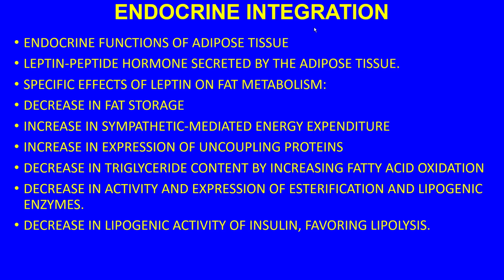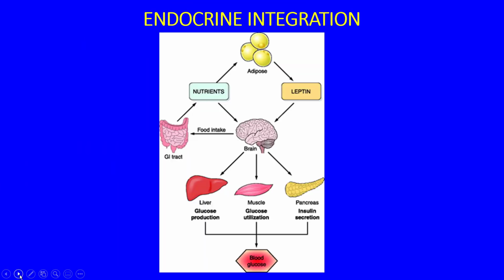It will decrease triglyceride content by increasing fatty acid oxidation. It will also decrease activity and expression of esterification and lipogenic enzymes. And finally, leptin will decrease the lipogenic activity of insulin, favoring lipolysis. And you can see all this in this diagram here. Here's leptin, produced from the adipose tissue, acting on both the brain and a variety of other areas of the body, but particularly the brain.